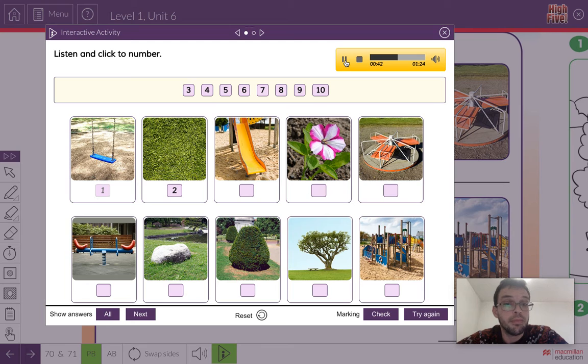6. I can see a big tree in the park. So number 6. I can see a big tree. Which picture is number 6?